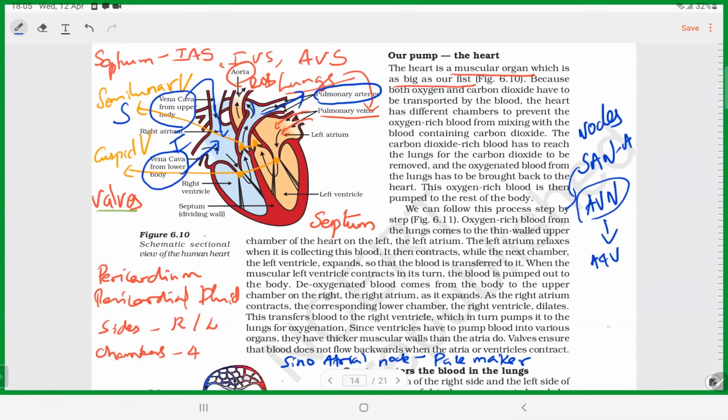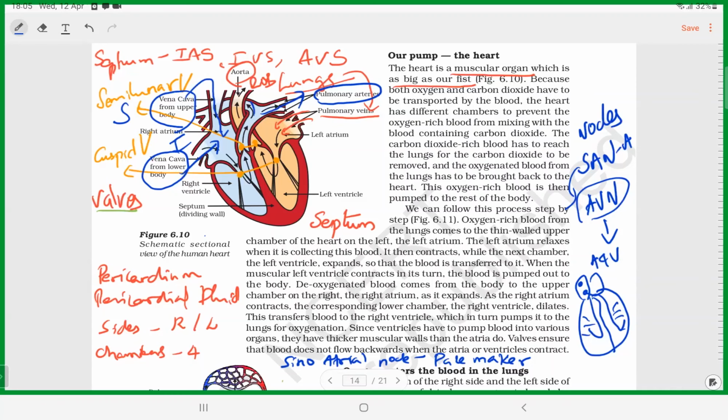And then the AV node gets the current from the sinoatrial node and transfers the current voltage to the ventricle through the bundle of His fiber. Basically, if this is the right atrium, here you can see the SA node and here the AV node, and if this is a ventricle, here we have the bundle of His fiber, also called the Purkinje fiber. Here you can see a network called what? Purkinje fiber.